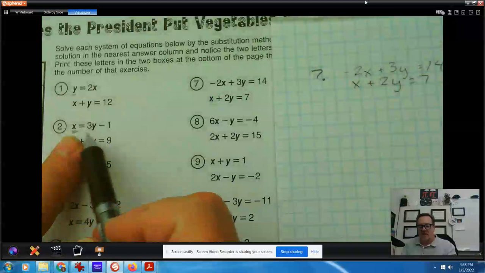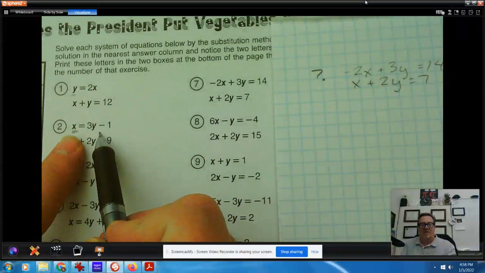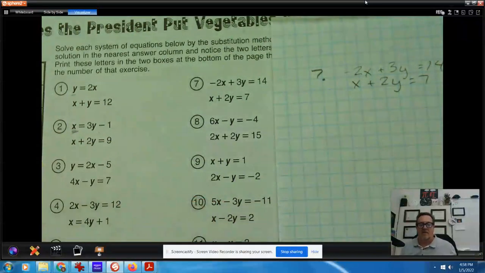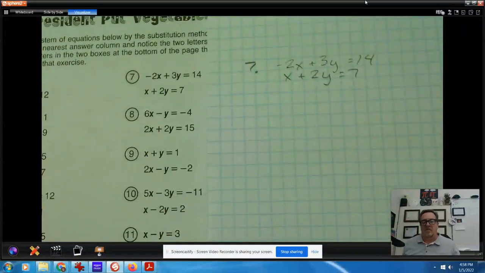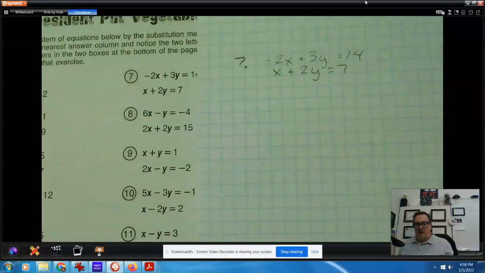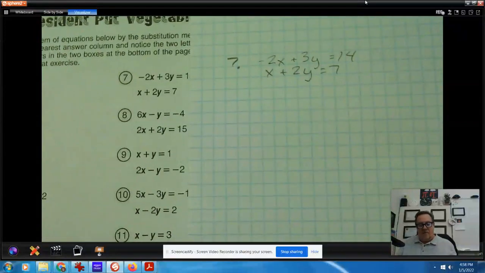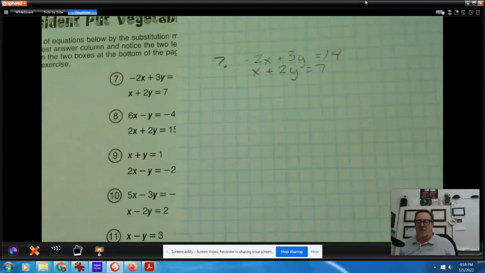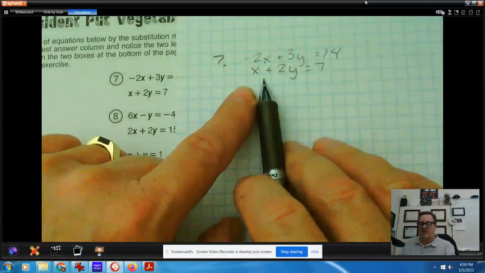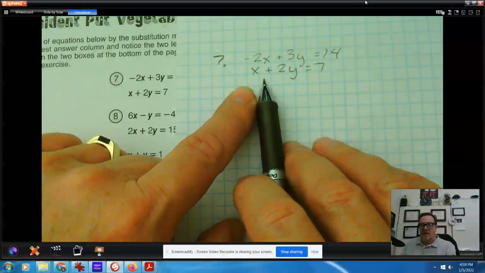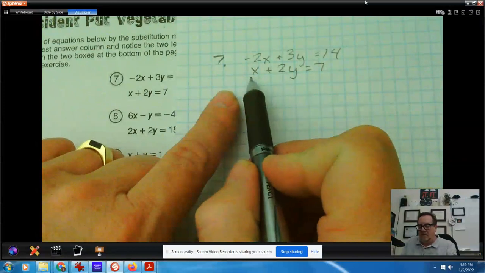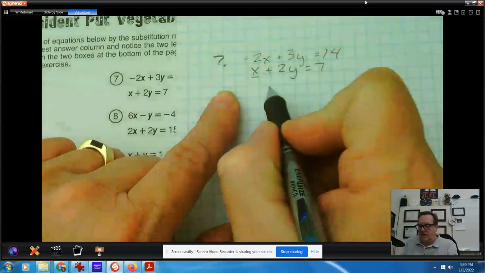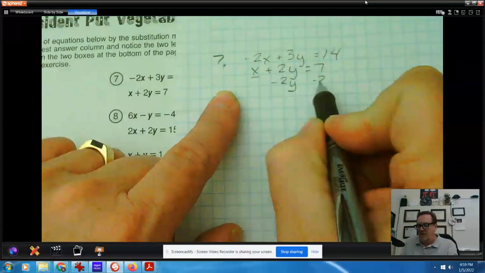And since the variable was by itself and we knew what it was equal to, I could then substitute it into the other equation. But for number 7 and on down on this worksheet, we don't have a variable by itself. But we're supposed to be good enough at algebra that we can get a variable by itself. Take a look at the second equation. How could I get a variable by itself? Well, it would be very simple to get x by itself. All I would have to do is subtract 2y from both sides.